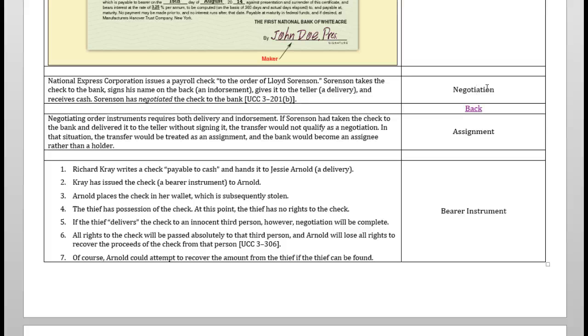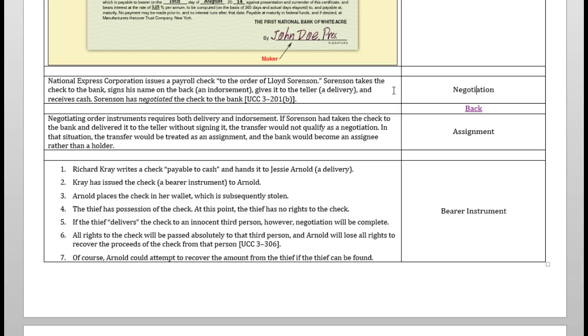Now, for that same instrument, Sorensen takes the check to the bank, delivers it to the teller, did not sign it. The transfer would not qualify as a negotiation. In that situation, the transfer would be treated as an assignment. The bank becomes an assignee rather than the holder of it. He would probably just put this into his checking account. So it sounds complicated, but it's all a matter of whether it's signed or not signed.